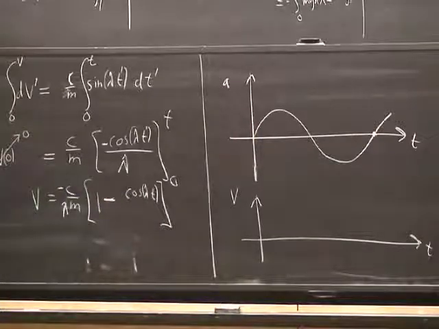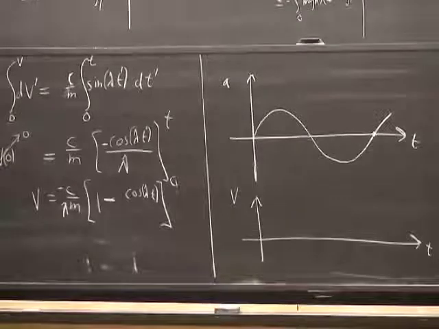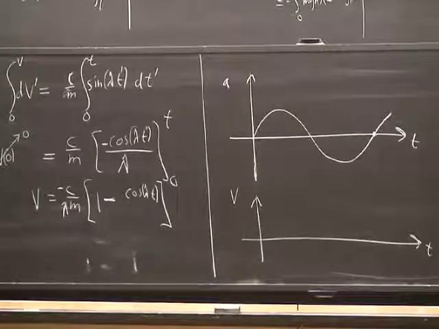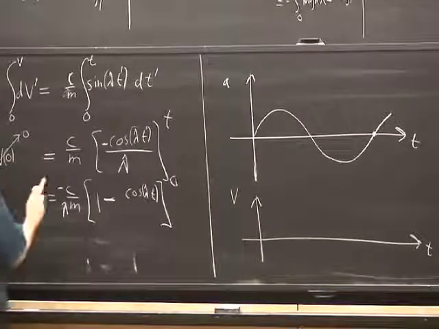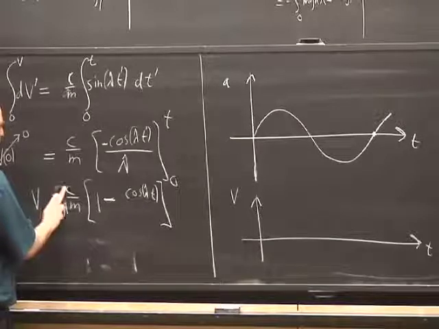Yeah? I think you have too many minus signs. I have too many minus signs. It's either cosine minus 1 or negative. Or it's either negative cosine minus 1 or negative cosine. How about like that?